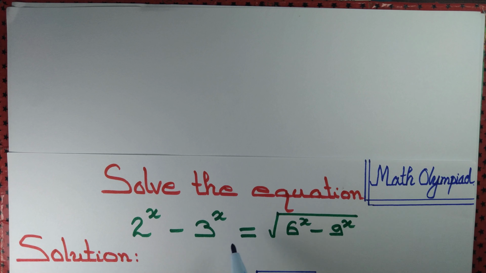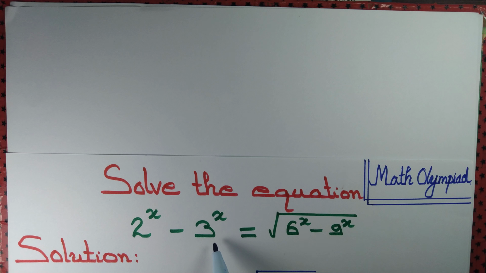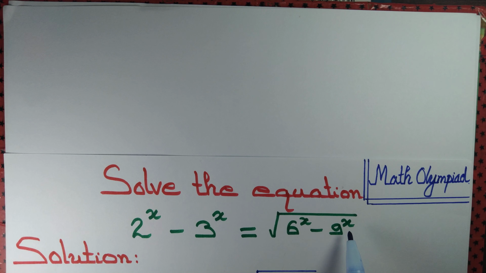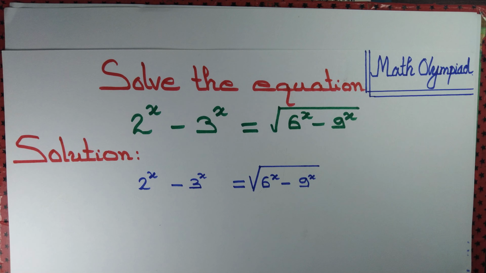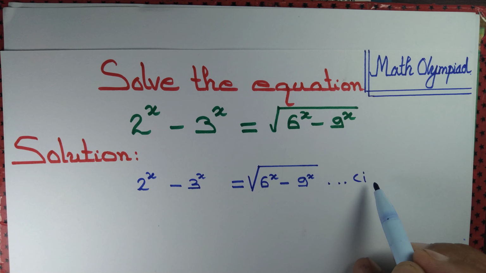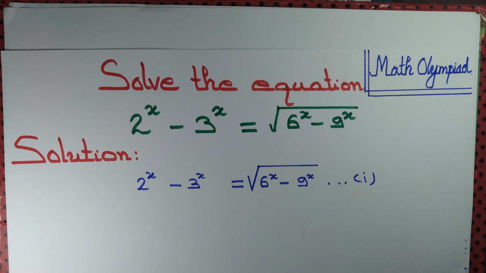Let us solve the equation 2 to the power x minus 3 to the power x equal to square root of 6 to the power x minus 9 to the power x. So we are given this equation. Let's write this as equation 1. And we want to solve this equation.